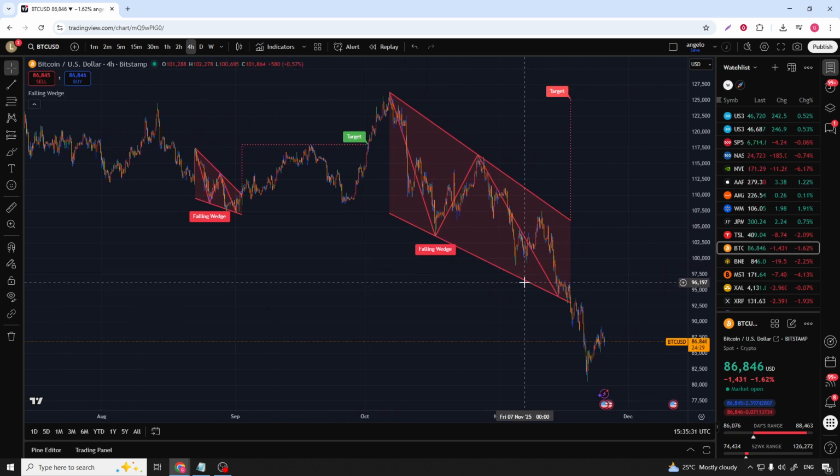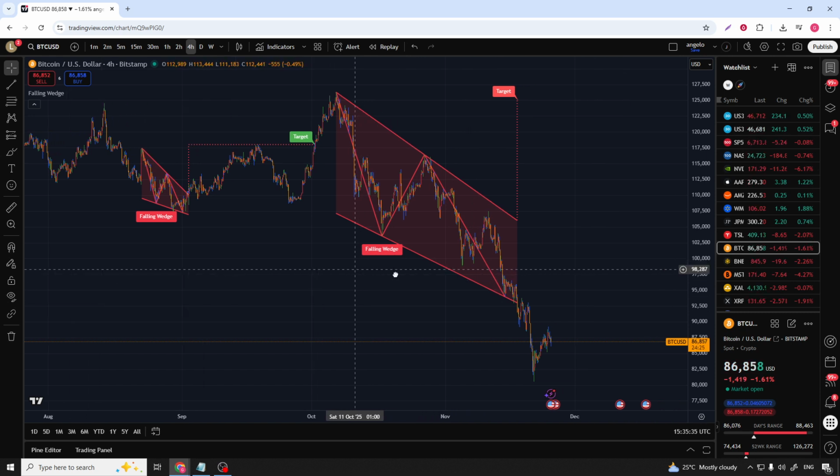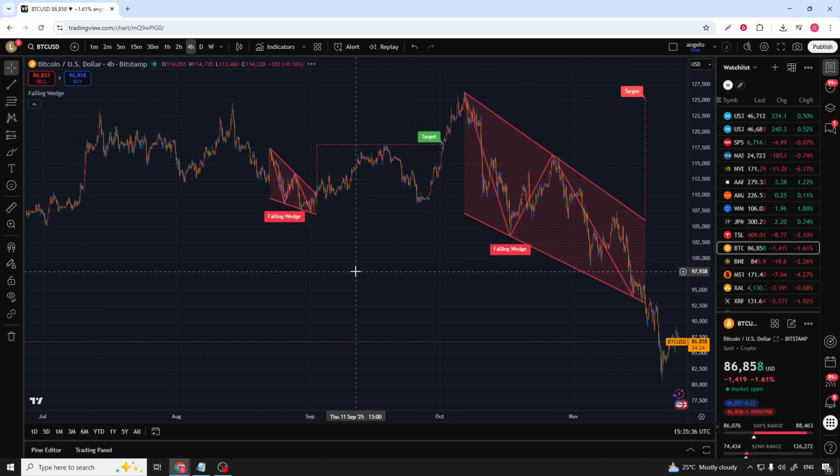You can zoom in and out or scroll through your chart to see where these wedges have formed. Take a moment to study how the price moves inside the wedge and how it reacts when it breaks out, because that's usually where traders look for potential entries.